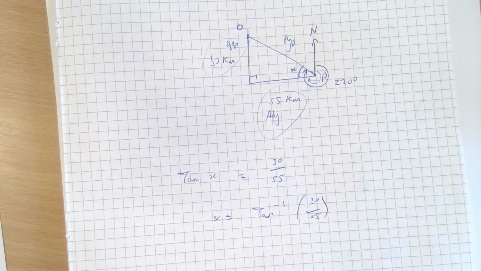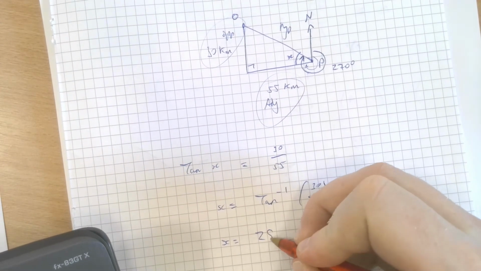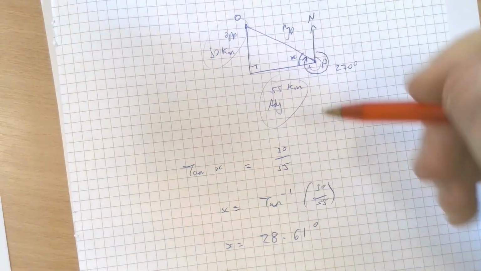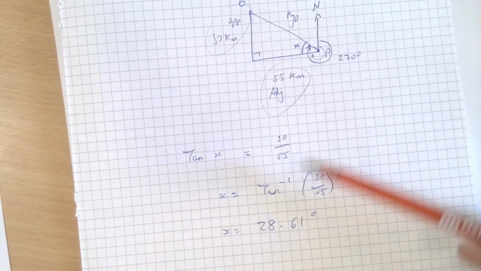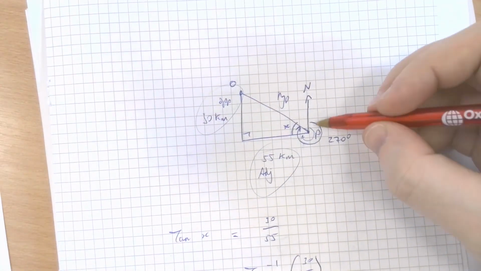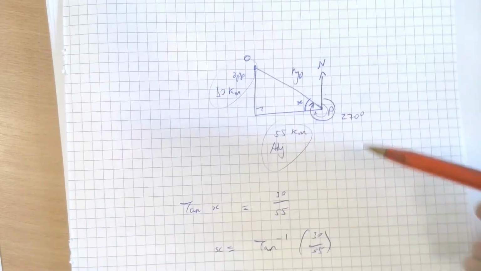Marginally more complicated than last time, but I mean, how much more complicated can you make just typing into a calculator? X is 28.61 degrees. That is what I'm going to add to 270 to make the total bearing of the oil rig from the port. Remember, north line, measure clockwise.